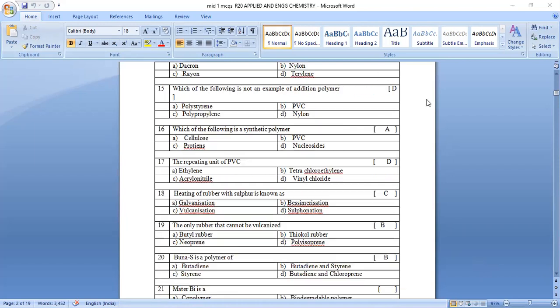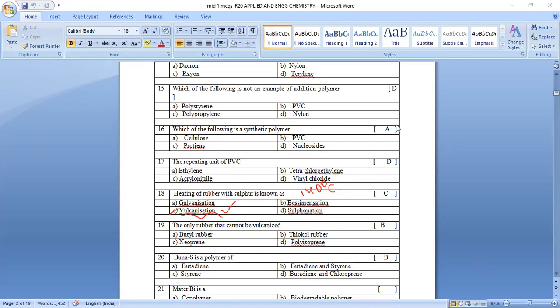Next, question number 18. Heating rubber with sulfur is what we call vulcanization. When sulfur is heated to about 140 degrees centigrade, it combines with the natural rubber. This gives rise to sulfur-containing rubber, which we call vulcanized rubber. The process is known as vulcanization.